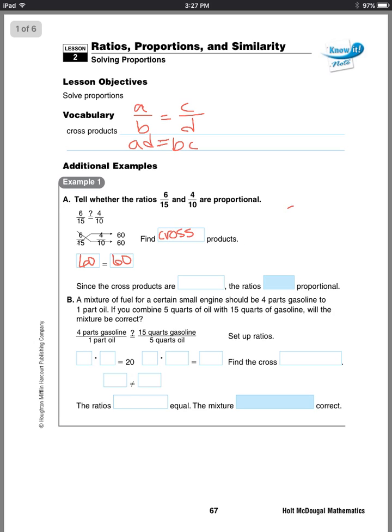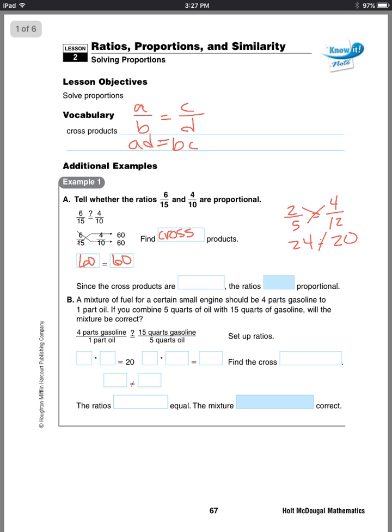Now what if they had 2/5 equals 4/12? Okay? You could still multiply. 2 times 12 is 24. 5 times 4 is 20. And your answer would have a slash through it, which shows that they are not equal to each other. They're not proportional.